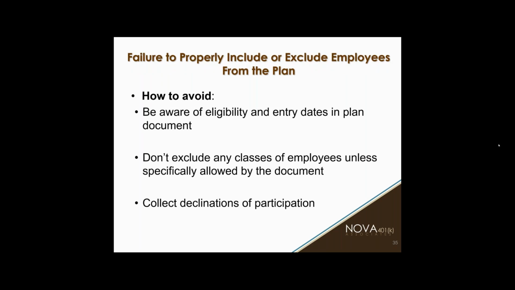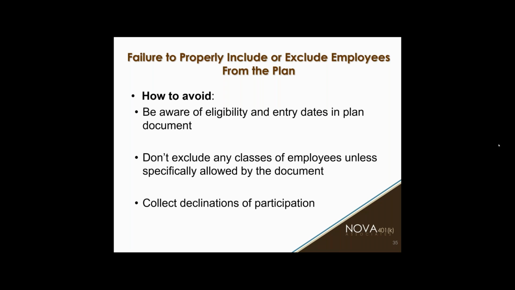So how do we avoid this? Again, you need to be very aware of where the eligibility waiting periods in your plan are, the entry dates in the document, so that you're letting people in on time. And don't exclude any particular classes of employees that aren't mentioned in the document. So you need to be aware of what's in there. A lot of companies, because their health and welfare benefits might exclude part-time employees, think they can do it in a 401k plan, and that's not the case. It all depends on how your document is written.